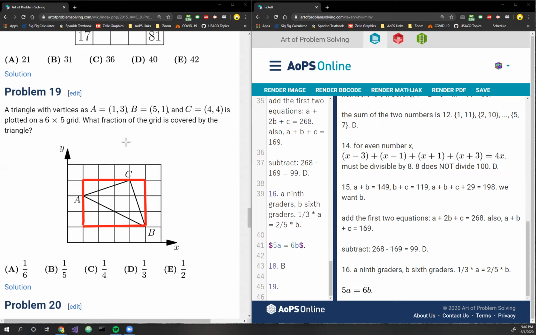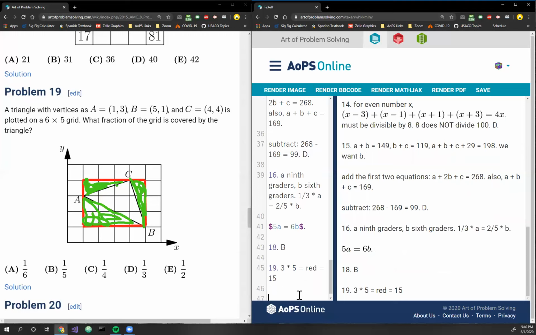Then we want to get rid of those triangles on the side. I'll color them green. So we want to get rid of green. That's good enough coloring. Let's take the total red first. So the total red is 3 times 5, which was 15. Okay, so red is 15.